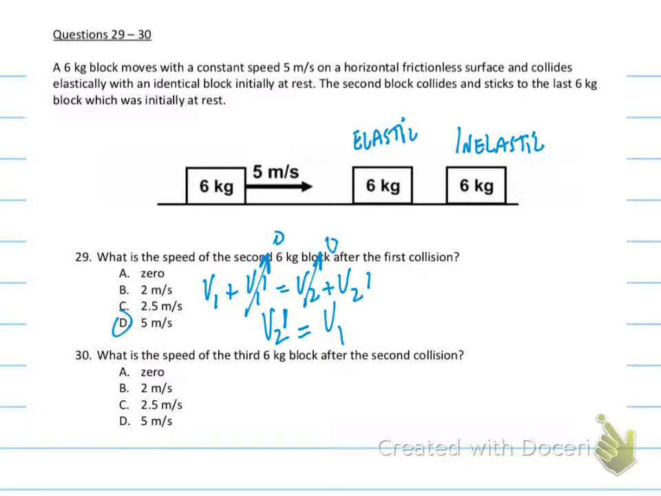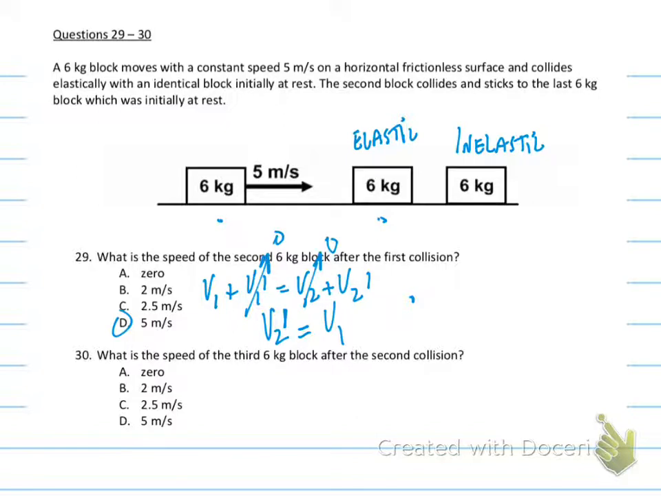Another way of saying it is the little trick that if we have equal masses colliding elastically, they switch velocities. So this velocity initially was 0. It's going to switch with the block coming in, so it'll be 5 meters per second after the collision. And the first block that's coming in will switch with the second one, and it will be 0 meters per second after the collision.